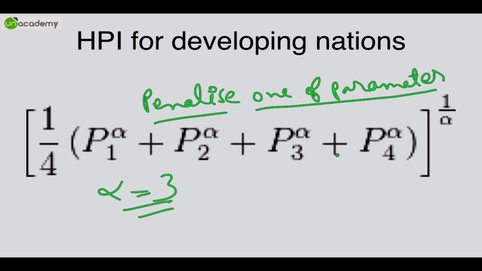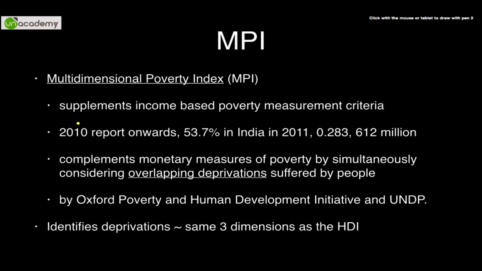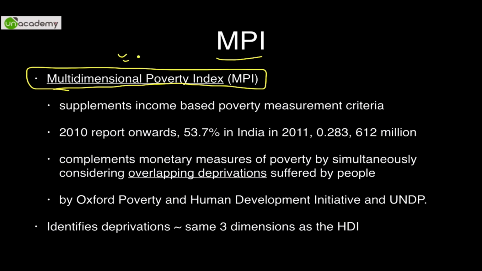And I have told you what are P1, P2, P3, P4, but HPI is completely discontinued, and we now use a much more sophisticated version called MPI. Now, what is MPI? MPI is basically the Multidimensional Poverty Index, as the name suggests. It supplements income-based poverty measurement criteria.